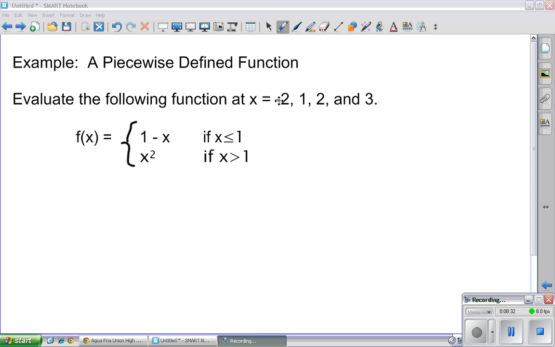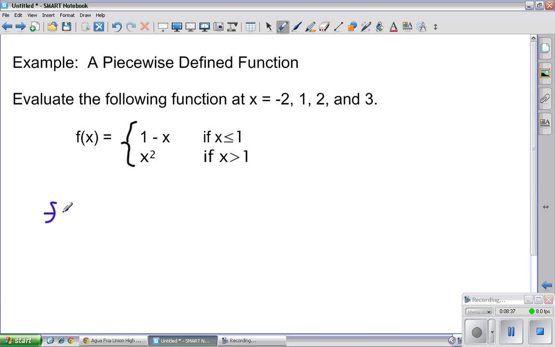So we're going to evaluate at -2, 1, 2, and 3. So let's start with -2. f of -2. Since -2 is less than or equal to 1, we're going to use the top function, 1 minus x, so that's 1 minus -2, which is 1 plus 2, so 3. So f of -2 is 3. Now 1, when you plug in 1, that's less than or equal to 1, so we're still using the top function. So that'd be 1 minus 1 is 0.